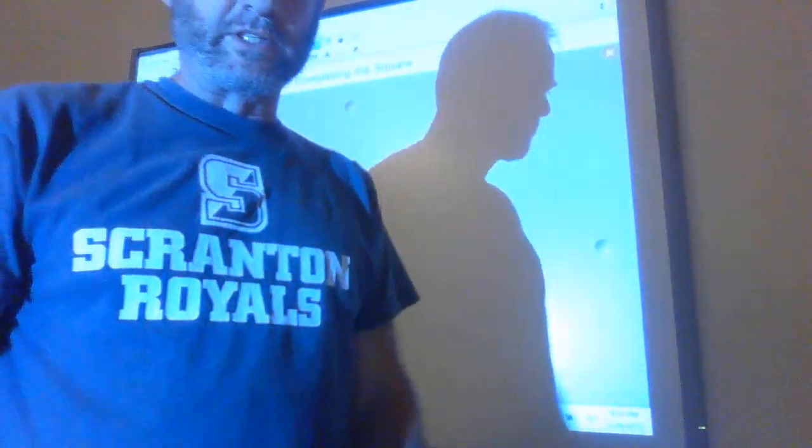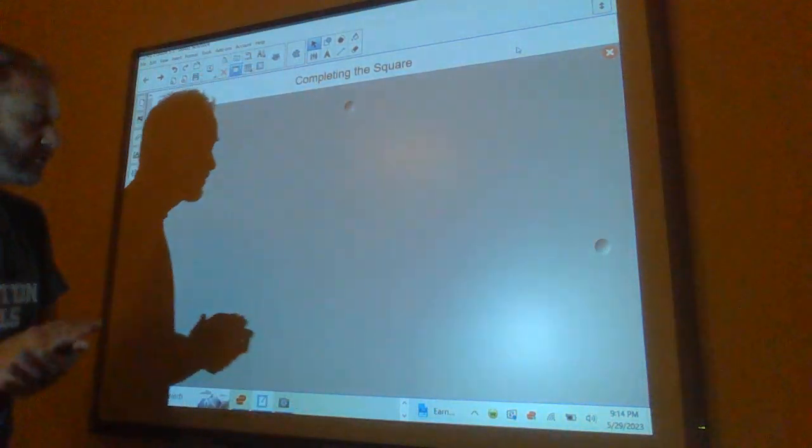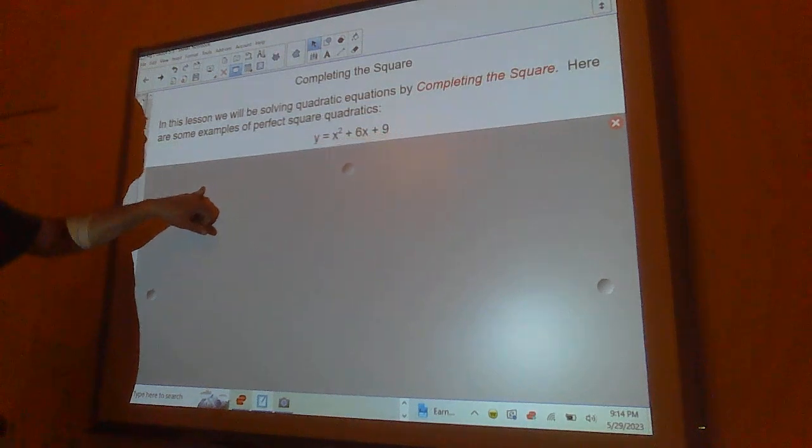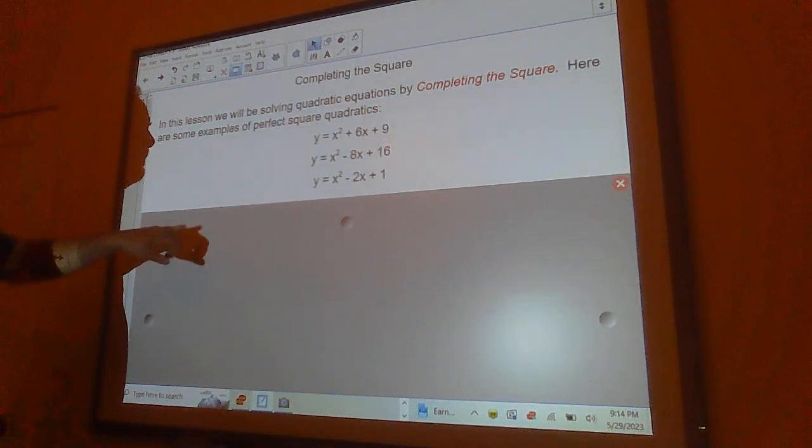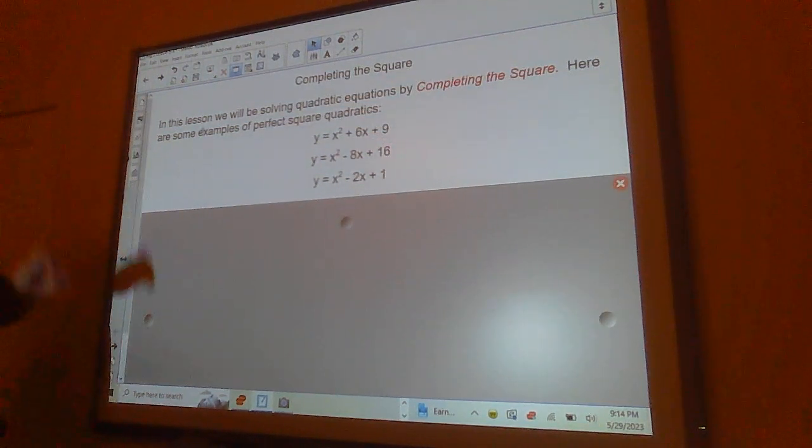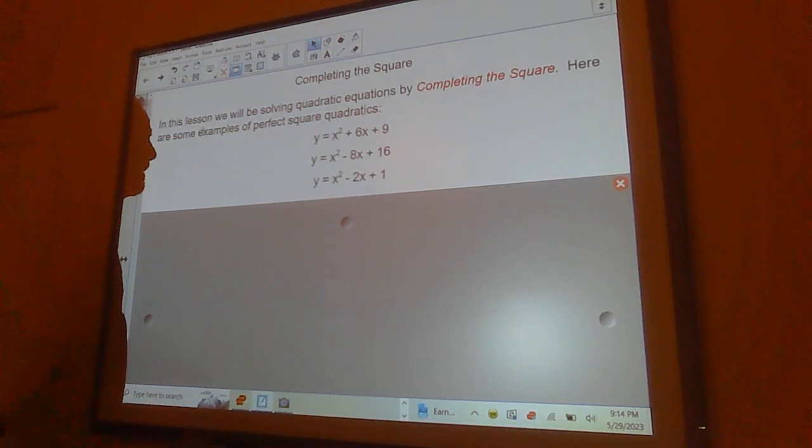Hi guys, today we're going to talk about completing the square. So in this lesson, we're going to solve equations by completing the square. And first we should look at some examples of what are perfect square quadratics.